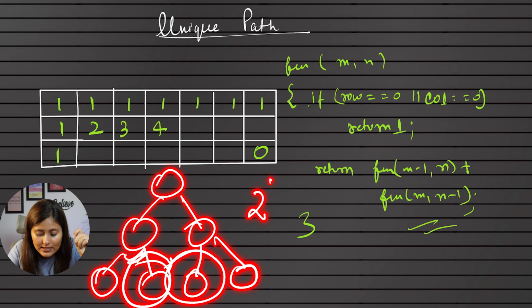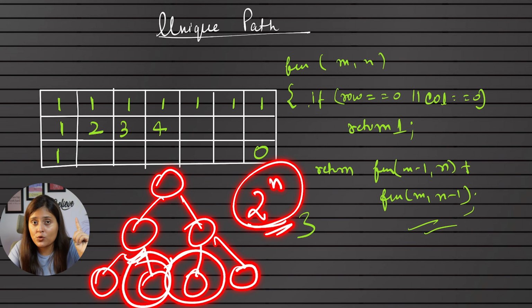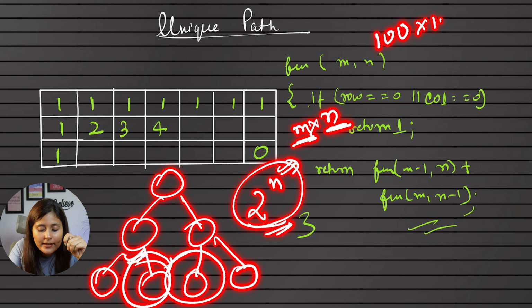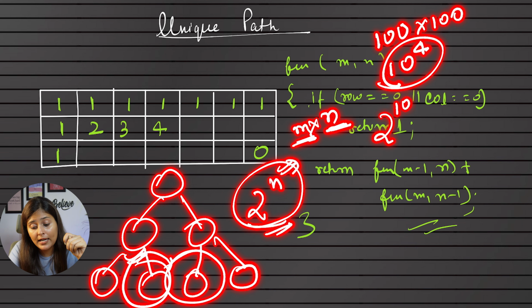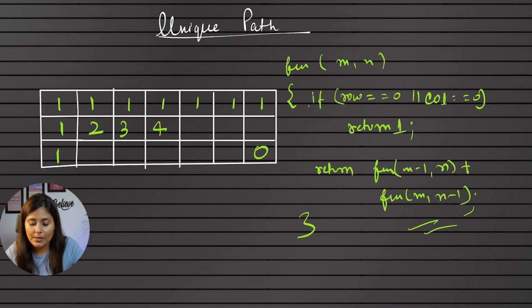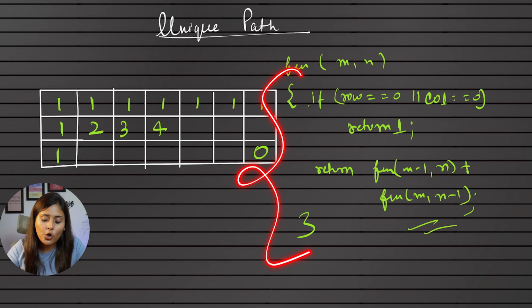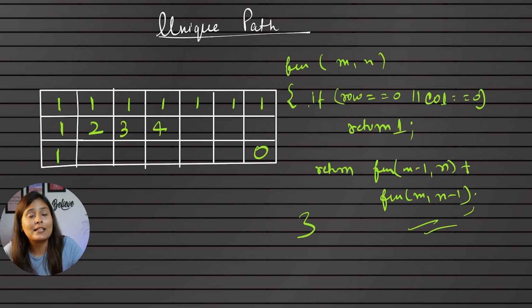But currently the time complexity is 2 power n, and n is nothing but m into n, meaning number of rows into columns. If the number of rows and columns are 100 cross 100, total it will become 10 power 4, meaning 2 power 10 power 4. Definitely it will give us TLE, and we have to optimize this. Because of that we use the DP concept. But because we are focusing on non-linear recursion, let's write the code for this and then we will optimize it.